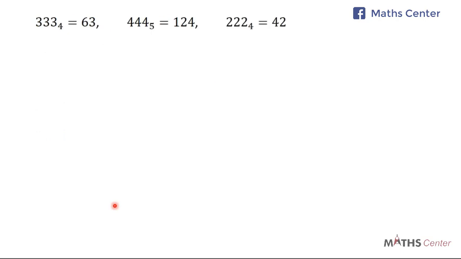So we have seen that we have now converted all the numbers to base 10. So 333 base 4 in base 10 is 63. 444 base 5 in base 10 is 124.